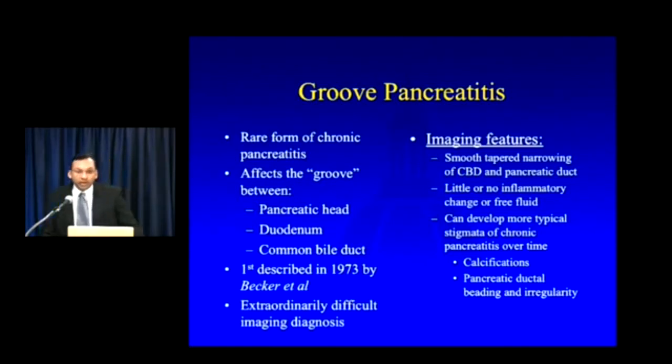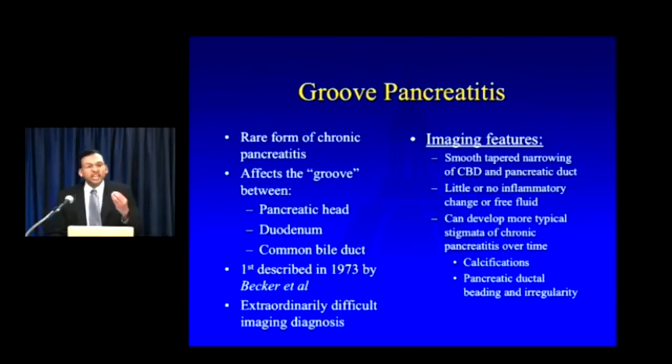Now, this is a rare entity, extraordinarily difficult in terms of making the diagnosis based on imaging, and is usually most often seen in patients who have other risk factors for chronic pancreatitis, especially alcoholism. Now, the imaging features can look a lot like pancreatic cancer, but there are some features that may at least make you think about this diagnosis prospectively.